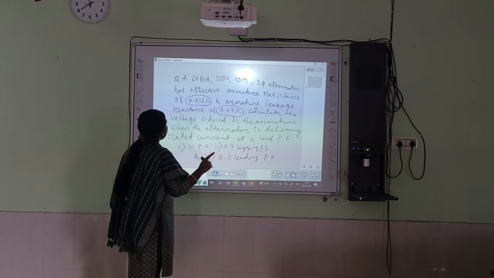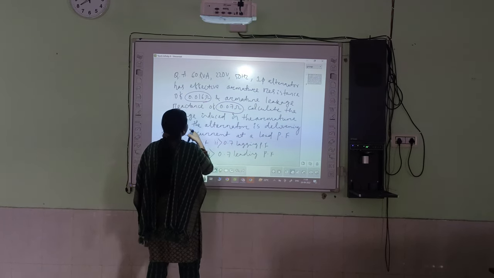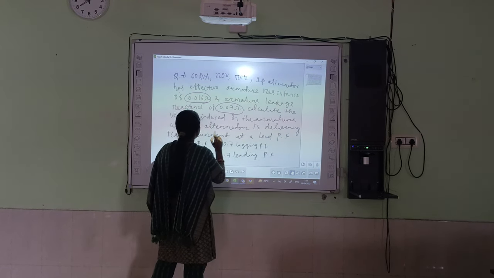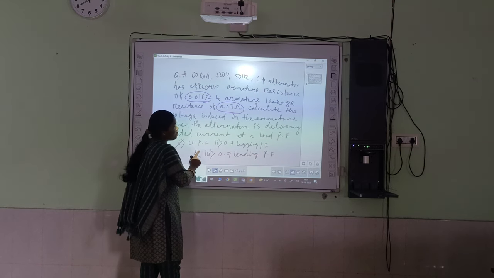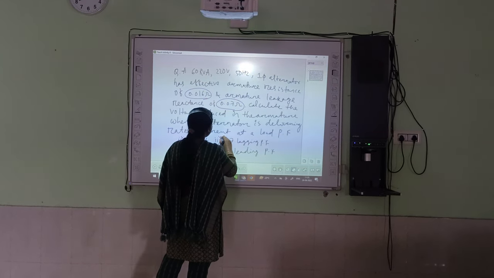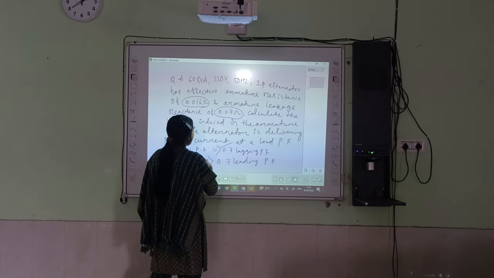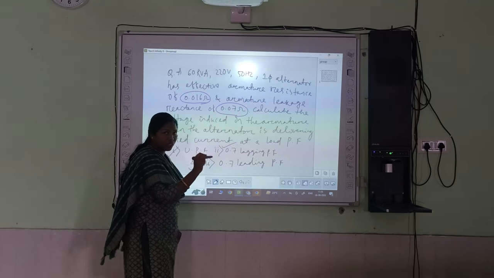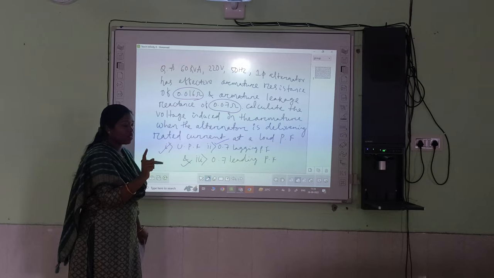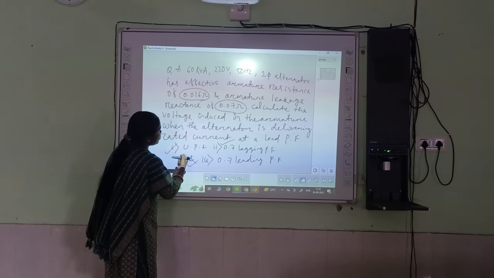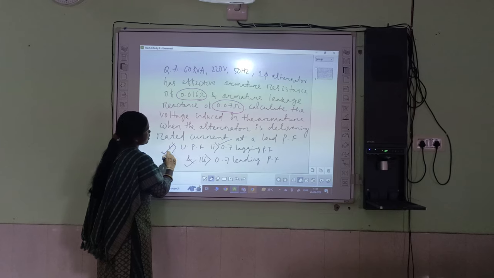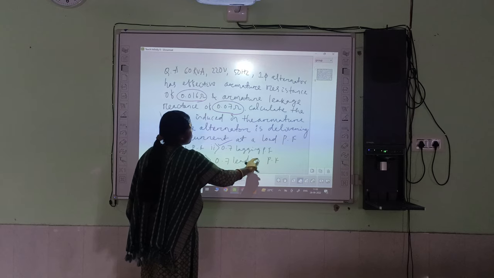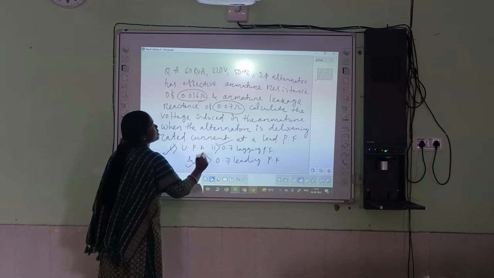Calculate the voltage induced in the armature when the alternator is delivering rated current at a load power factor of UPF, means unit power factor, 0.7 lagging power factor and 0.7 leading power factor. We have to calculate the EMF. How much EMF is induced in the alternator considering three cases? First case, unit power factor; second case, 0.7 lagging power factor; and third, 0.7 leading power factor.